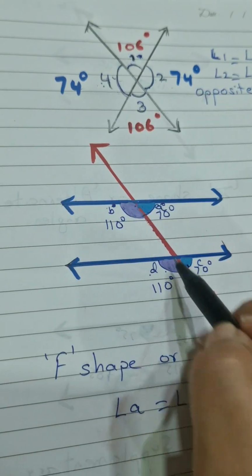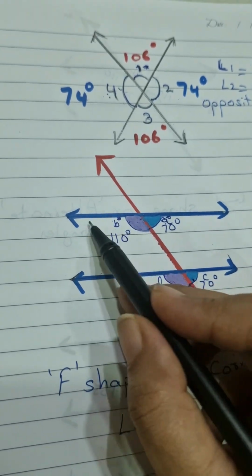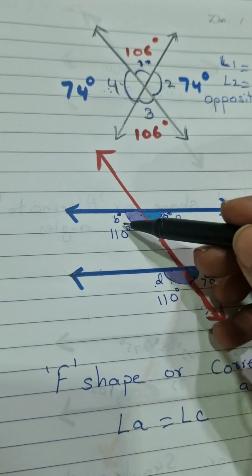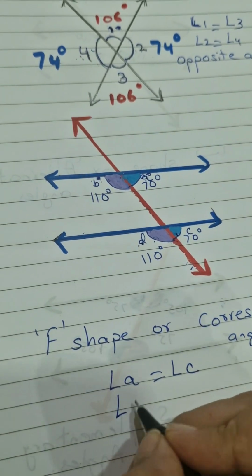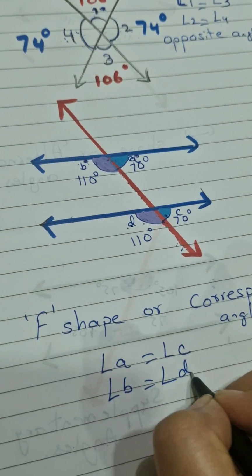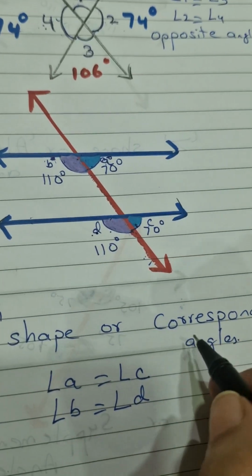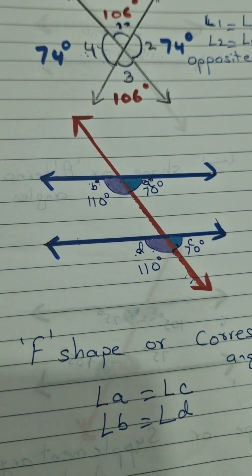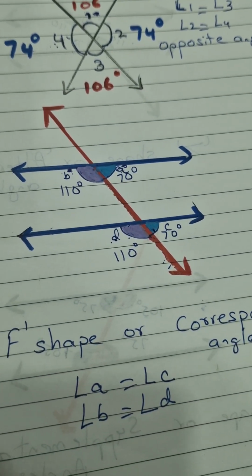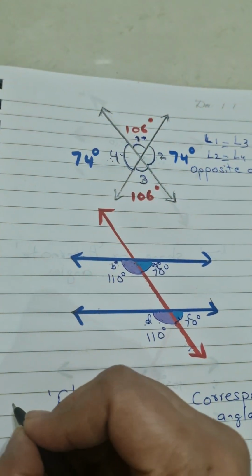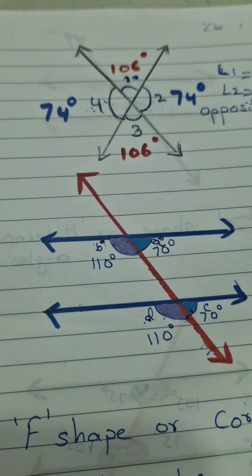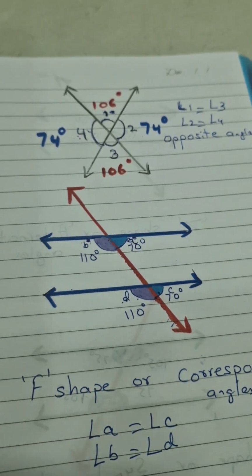So you can see this side the opposite F is forming here. So angle B is always equal to angle D. Okay, children, they will ask you the reason why they are equal. So the reason you will write, they are F-shape angles or corresponding angles. That's why they are equal. So the first angle we learn in parallel line and transversal line is F-shape angles.